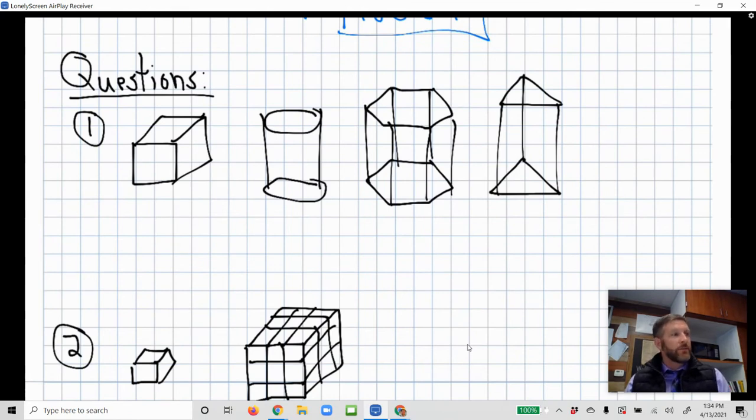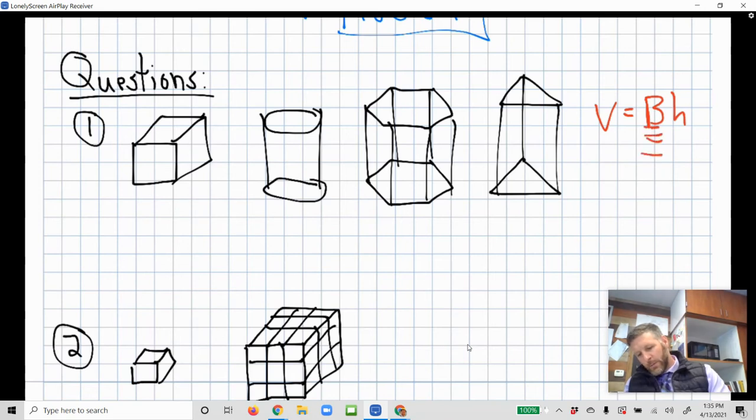So question 1 is, how does the volume formula for a prism change depending on its base? This is the point I was trying to make, but something to consider: your formula is very generic. It's simply volume equals capital B, the base, times height. But again, that base is always going to change depending on the base that you have.